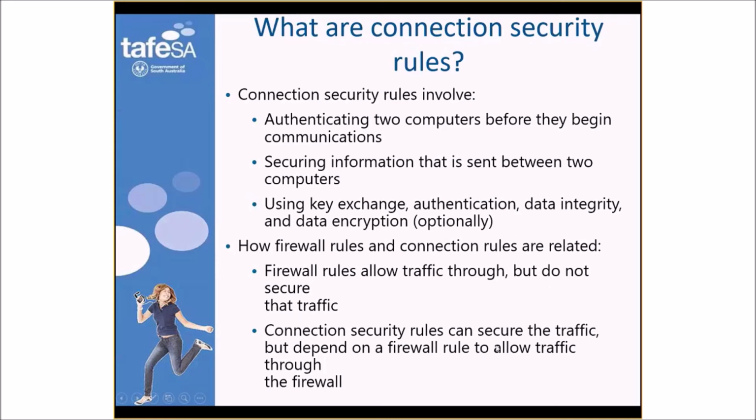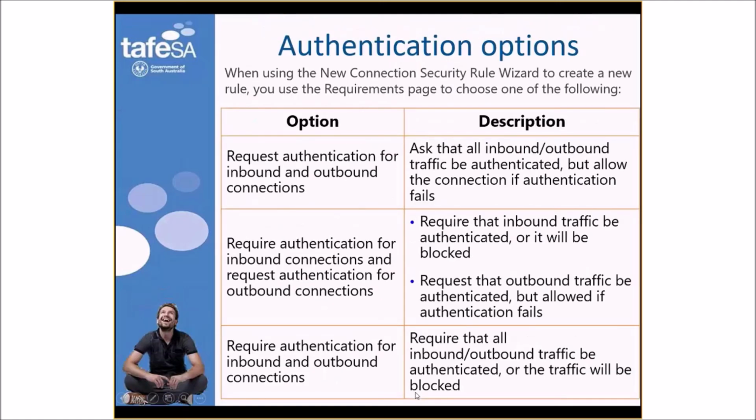Connection security rules can secure the traffic, but it depends on the firewall rule to allow traffic through the firewall. So there's some authentication options. When we create a new security rule wizard, we can request authentication for inbound and outbound connections, require authentication for inbound connections and request authentication for outbound connections, or require authentication for inbound and outbound connections.